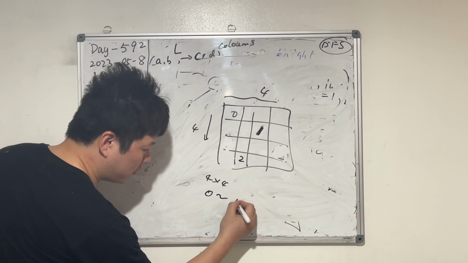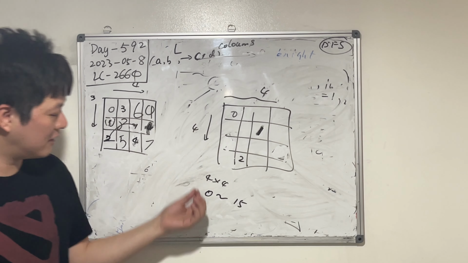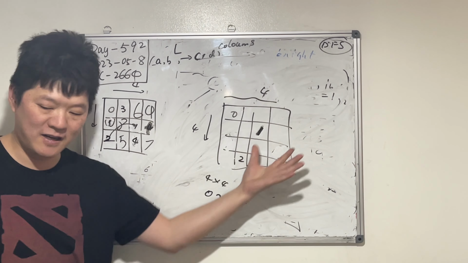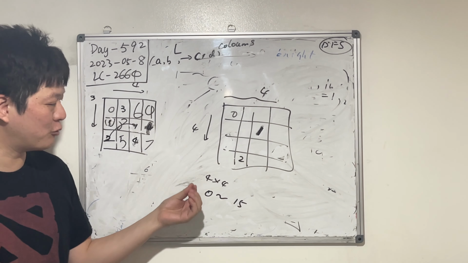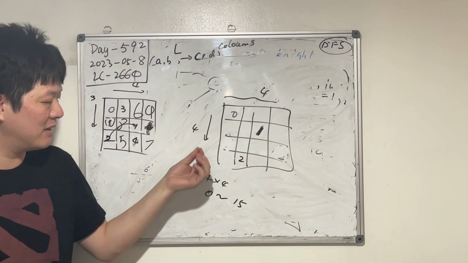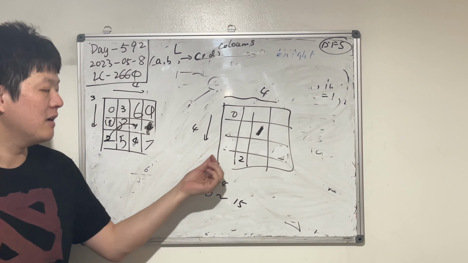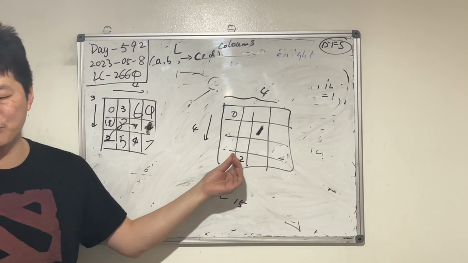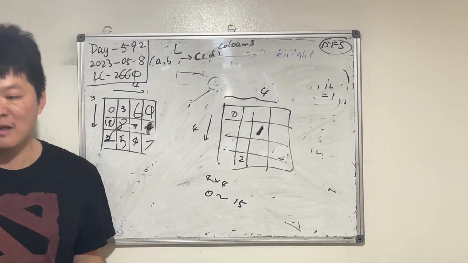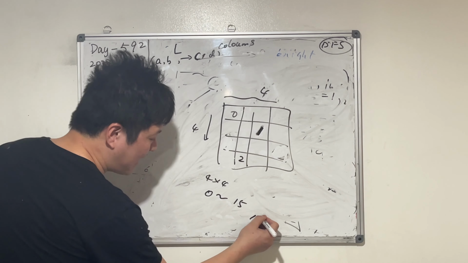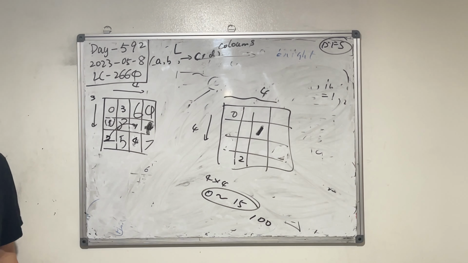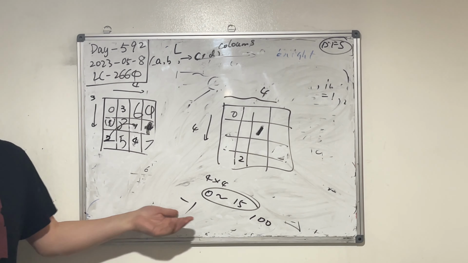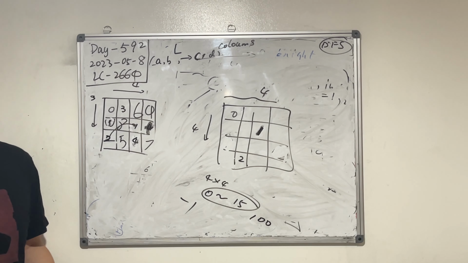Well done. 0 to 15, okay? So these 0 to 15 are the numbers that are valid, right? So what are the numbers that we can use to distinguish from the numbers we have visited? 100. Well done, 100. Yes, as long as it's not in the range, we can put minus 1, minus infinity.